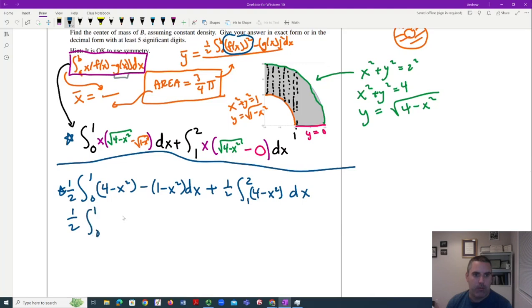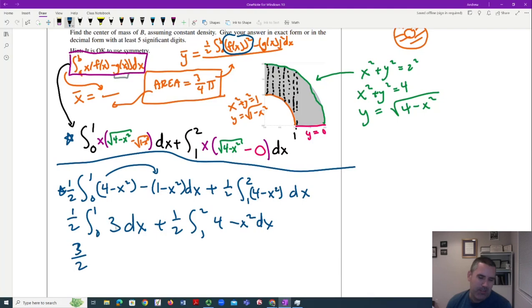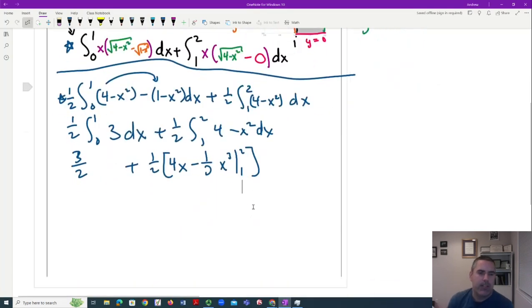1/2 the integral from 0 to 1. It's going to be 3. I'm going to simplify as I go. Ooh, do the x squareds cancel? They do, because it's negative x squared plus, so you just get 3 dx plus 1/2 the integral from 1 to 2 of 4 minus x squared dx. And so it's 3/2, because that's going to be, plug in a 1, plus 1/2 of 4x minus 1/3 x cubed from 1 to 2.